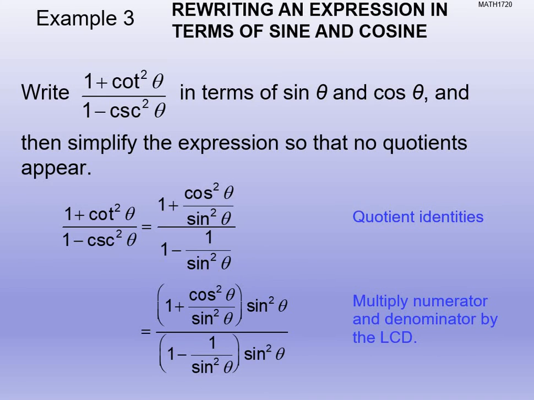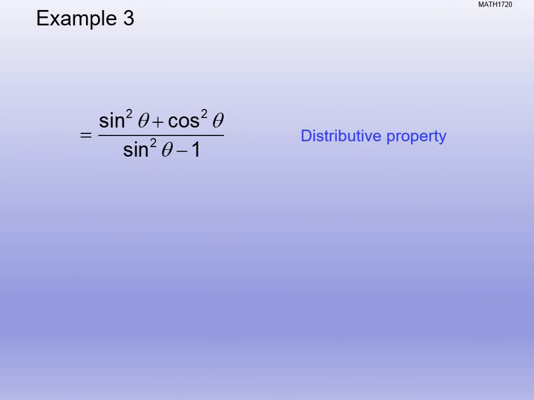And same thing on the bottom, you do the distributive property. So when you do the distributive property, in the numerator, we end up with sine squared theta plus cosine squared theta. In the denominator, we end up with sine squared theta minus 1. Now, take a quick glance at your Pythagorean identity. There's a really important one there, fundamental one, right? Sine squared theta plus cosine squared theta is equal to what? 1. Okay, so you can replace the numerator with a 1.